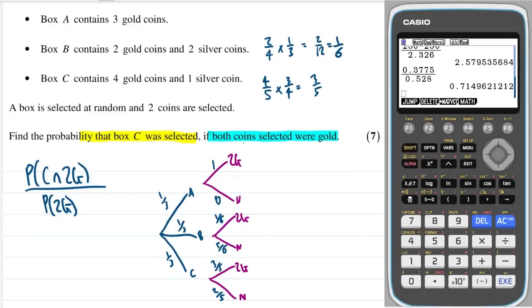Okay, so what do I want? I want the probability of box C and getting 2 golds. Well, how do we do that? Well, the only way to do that is by going down here and then across there. So that is 1/3 multiplied by 3/5. Now what do I want down the bottom? I want 2 golds. Well, that's the orange line, which is 1/3 multiplied by 3/5.